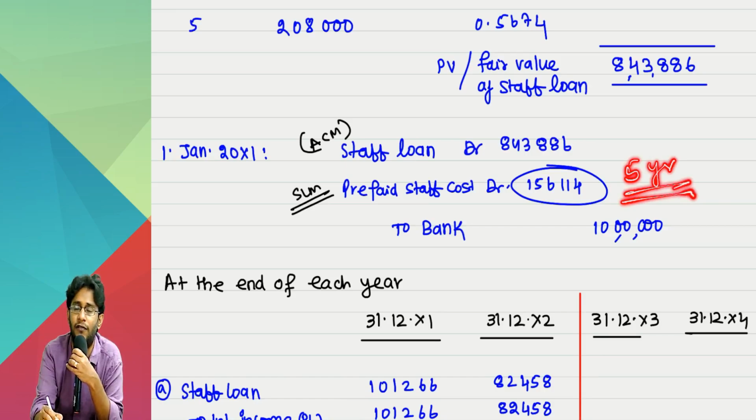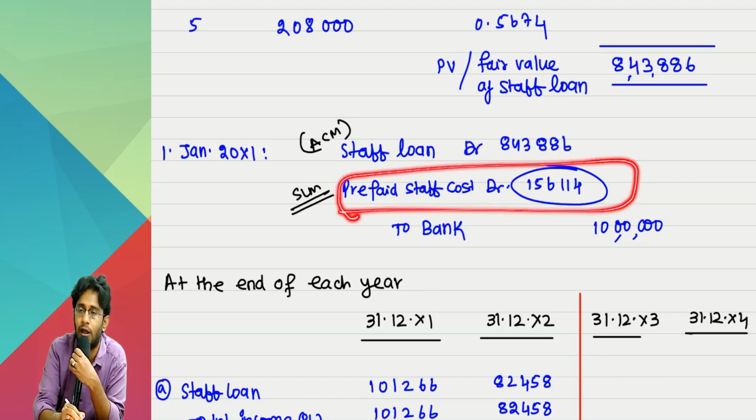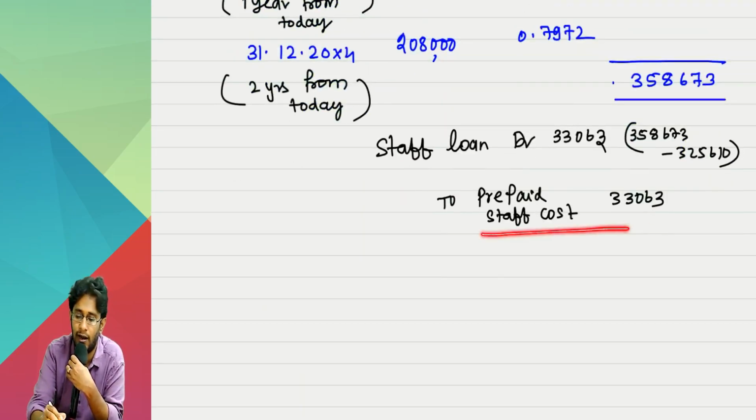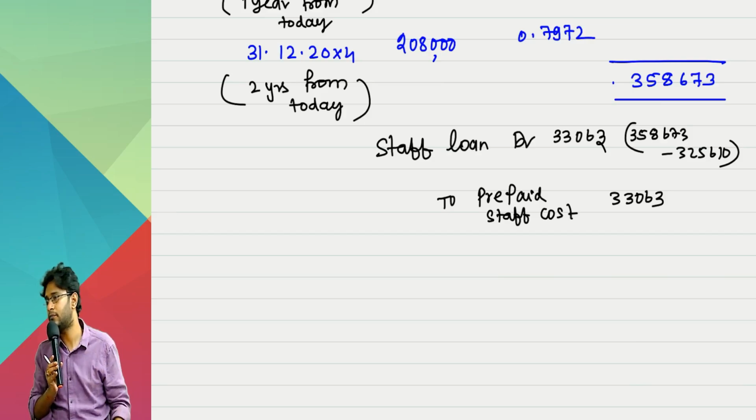But this 156,114 is recorded with the intention that the loan is given for a period of 5 years, and the employee enjoys the benefit for 5 years. But actually the loan turns out to be given only for 4 years. So this much expenditure we should not have had, but you already recorded that. So you go and nullify that expenditure to that extent. That's the logic behind that.